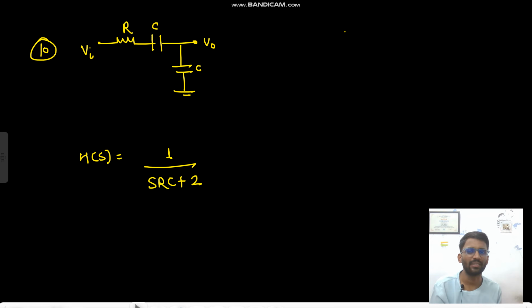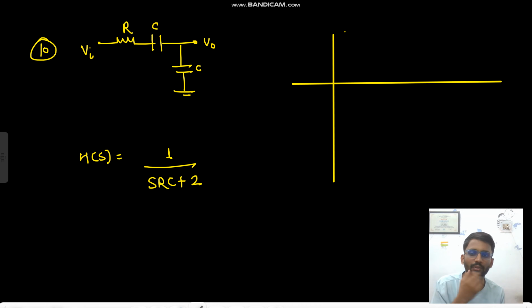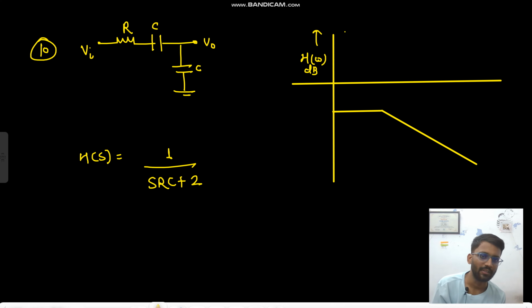And the last one is 1 upon SRC plus 2. That also we have done, or you can simply plot it, right? At 0 you are having a negative gain, and at infinity you will have a 0, means minus infinity gain. So it will start like this, and then at a pole it will go to infinity. So this will be the plot. H of omega in dB versus omega. Initially at 0 you have some negative gain, and then there will be some pole at 2 by RC, and it will have a minus 20 dB per decade.